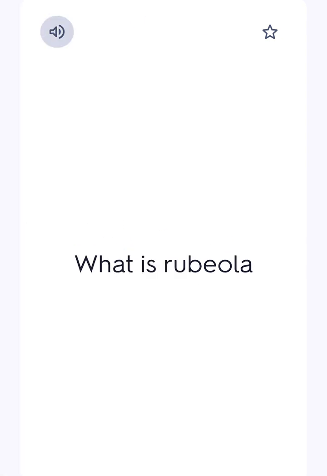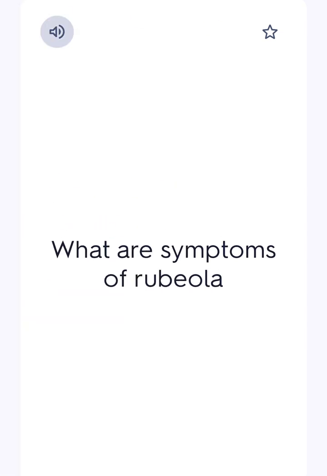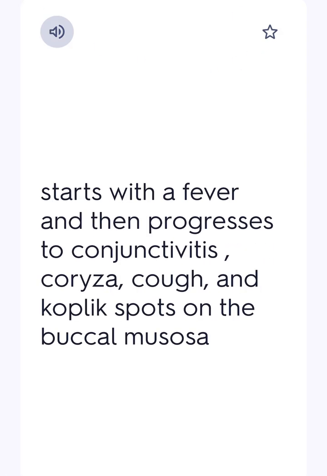What is rubeola? An acute, highly contagious viral disease that is more severe than rubella, and caused by a different virus. What are symptoms of rubeola? Starts with a fever, and then progresses to conjunctivitis, coryza, cough, and Koplik spots on the buccal mucosa.